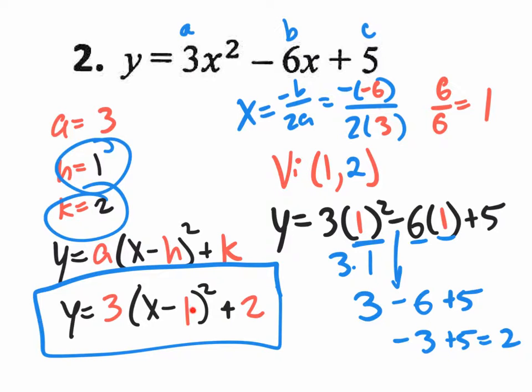Ladies and gentlemen, this vertex form quadratic equation is the same exact thing as that standard form quadratic equation. If you graph this on a graphing calculator and graph that on a graphing calculator, you will end up with the identical parabola, because they're really the same thing, just a different form. Okay?